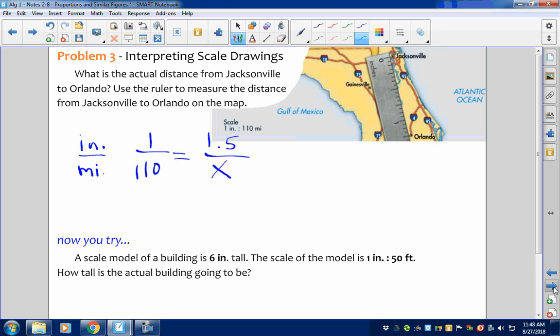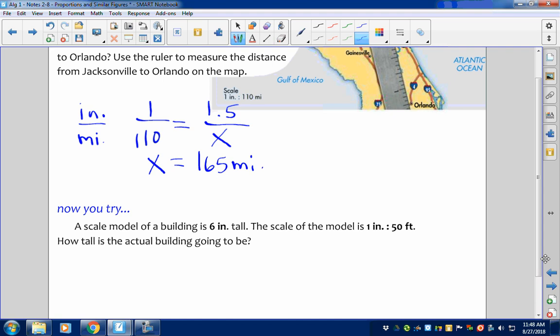And of course, this is straight line distance, if you're a bird flying there. Of course, the highway doesn't go that way, but this is an estimate of the straight line distance between the two cities. Cross multiply: x times 1 is x, 110 times 1.5 is 165 miles. 165 miles.